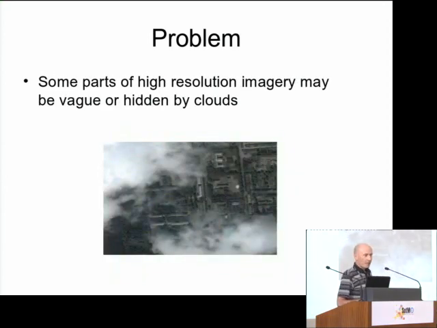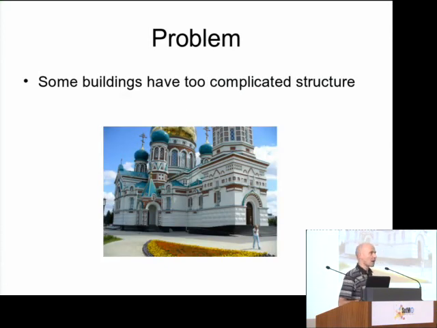Next, there could be high-resolution imagery available, but some interesting parts could be hidden by clouds, or just could be dark. And that prevents using this high-resolution imagery to draw the outlines of buildings. And finally, some buildings may have a very complex structure, like this Orthodox cathedral. And I think it's hardly possible to draw the correct outline from high-resolution satellite imagery, and one needs something more.